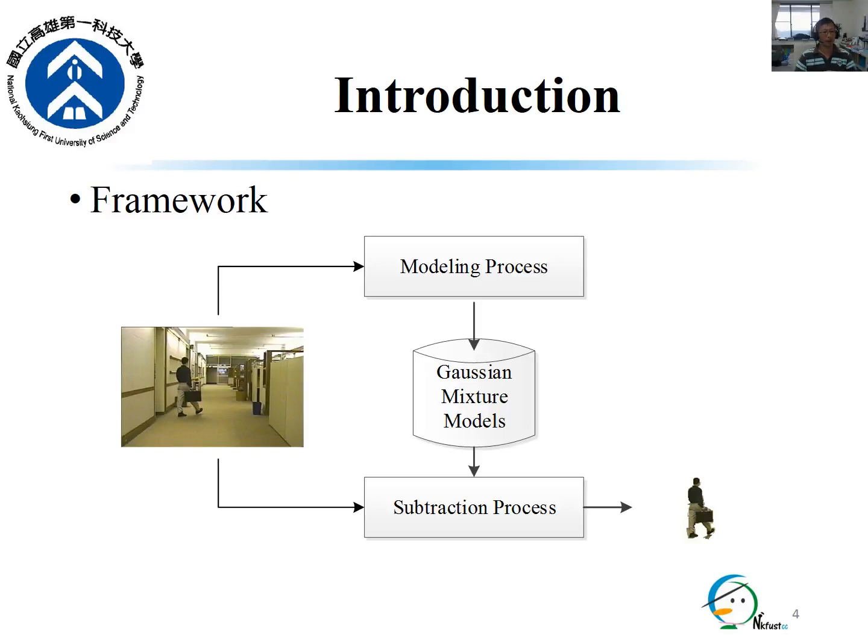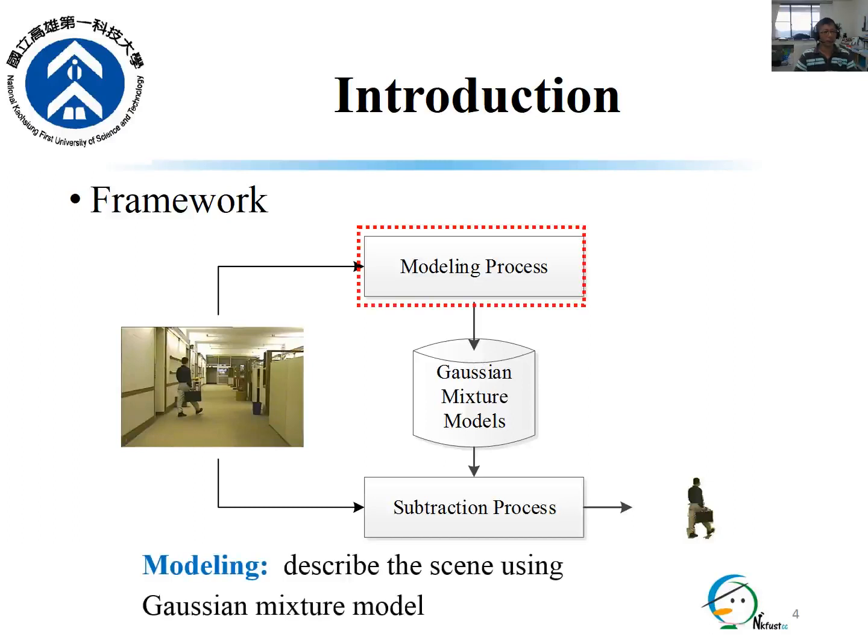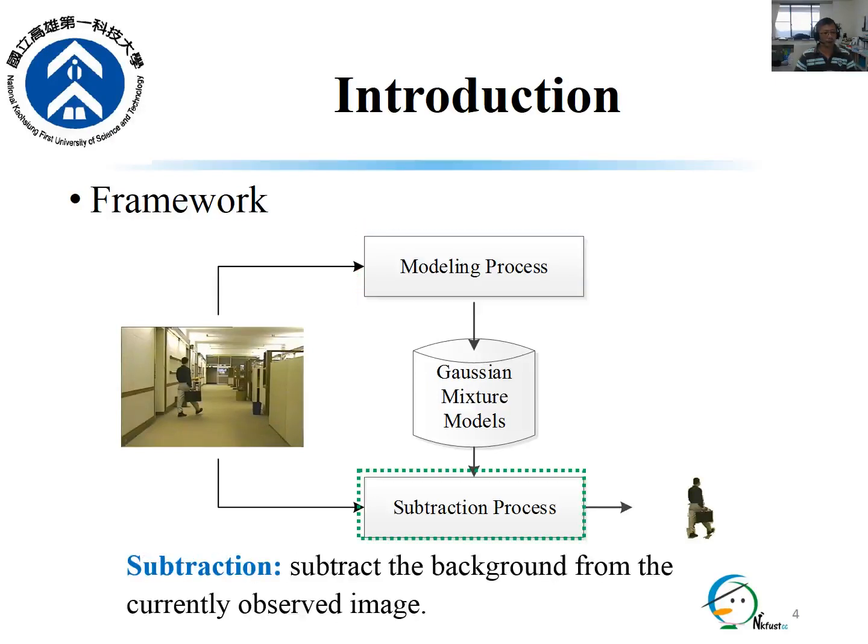The framework proposed in this paper for background subtraction consists of two stages, modeling and subtraction. Modeling process is to construct Gaussian mixture models for describing the scene. At the same time, the modeling process will update model parameters to adapt to the scene change. Subtraction process is to subtract the background from the currently observed image, so as to obtain the foreground mask.